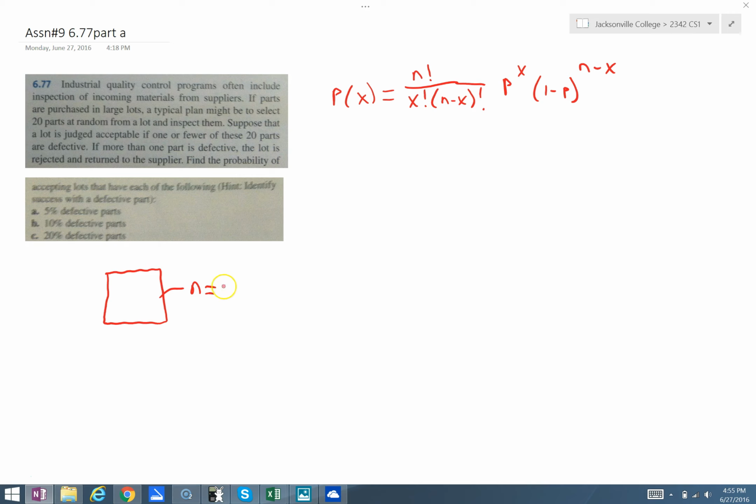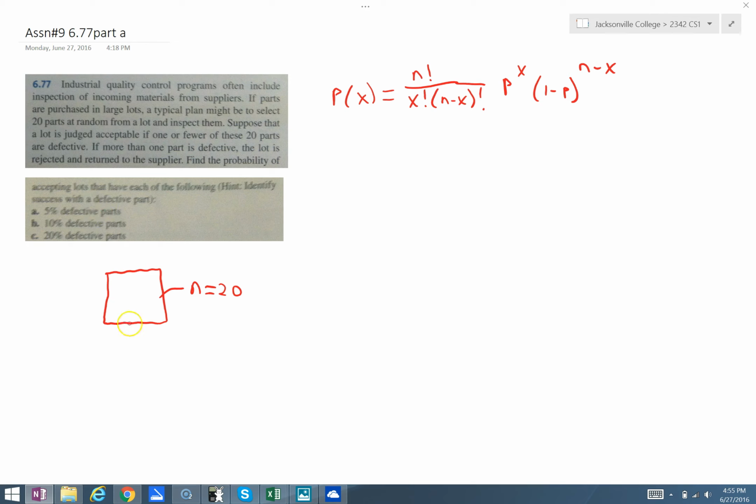And we're going to judge this to be a good lot if no more than one are defective. So if none of these are defective, or if one is defective, we're going to ship them. We're going to say all of them are good to go. All right, so what do we want to find? It says find the probability of accepting the lots that have each of the following. 5% defective parts on average.